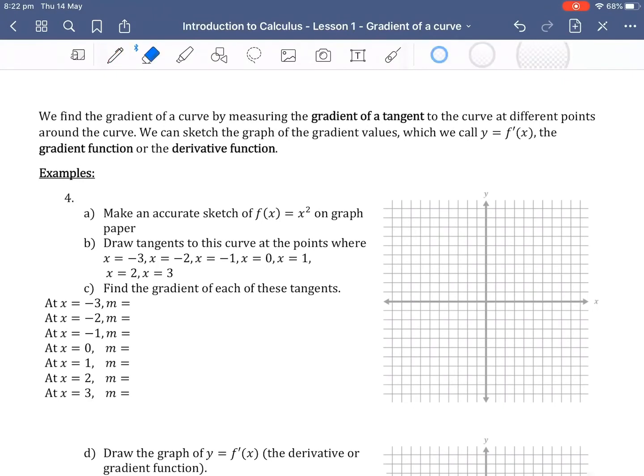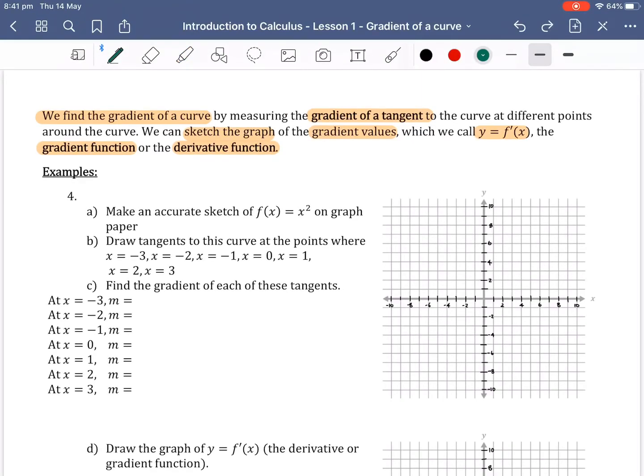So we find the gradient of a curve by measuring the gradient of the tangent to the curve at different points around the curve. So we can sketch the graph of the gradient values, which we call y equals f dash x, which is the gradient function or the derivative function. So this topic of calculus is all going to talk about the gradient function or the derivative function. Okay, so let's have a look at some examples.